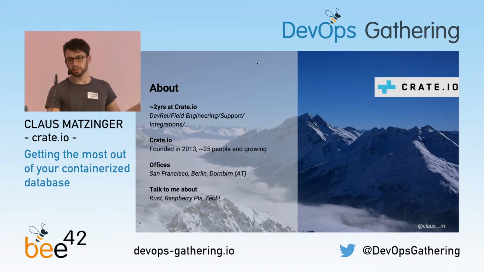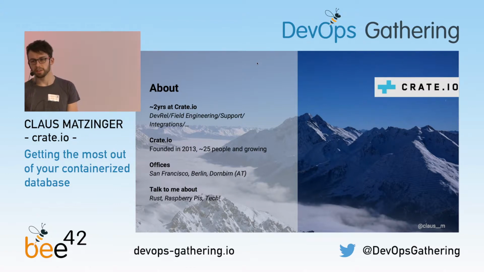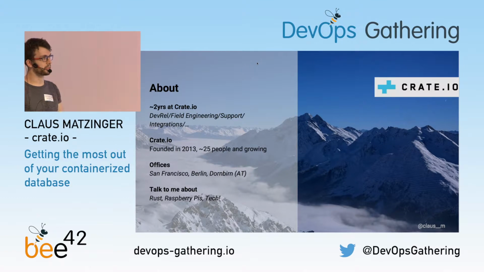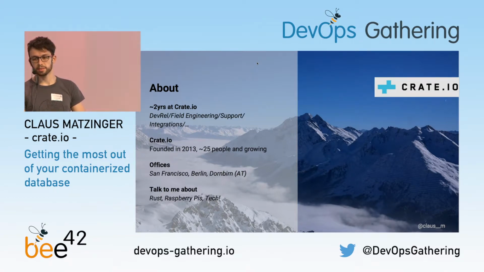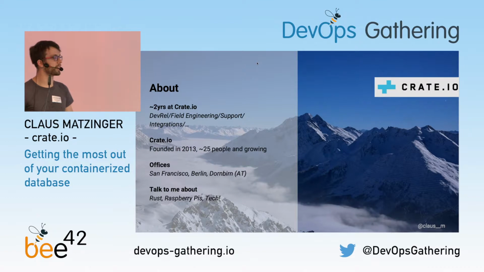I'm Claus. I work at a company called Crate.io. I've been there for roughly 2 years now, and the company has existed for 3 years, so it's basically 2/3 of its lifetime. We are about 25 people based in Berlin, Dornbirn in Austria, basically at the Swiss border, and San Francisco, whereas it was founded in Dornbirn, so it's actually a European startup. I do a lot of stuff there, from developer relations to some field engineering, but I mostly do support, so I hang out in the Slack channel all day answering people's questions.